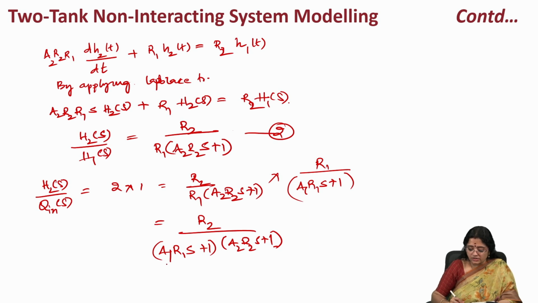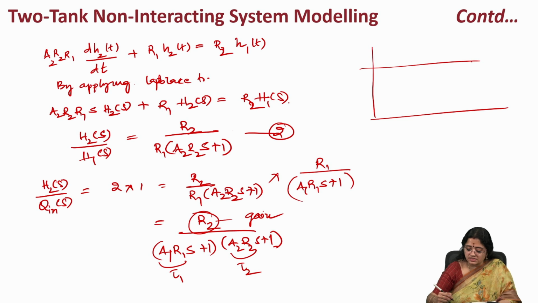So here we can also label that this is the gain for the overall system H2 with respect to Q input, and this is the time constant from tank 1. This is the time constant we got from tank 2. So the system response could be like this. Depending on these coefficients, tau 1, tau 2 and R1 can decide how the system behavior can be.